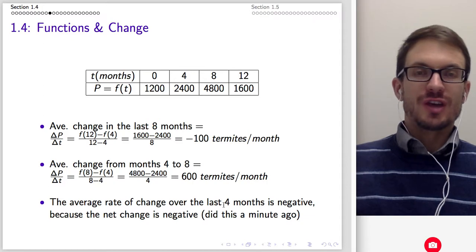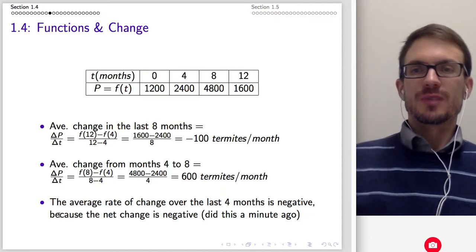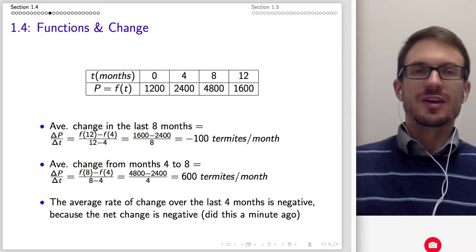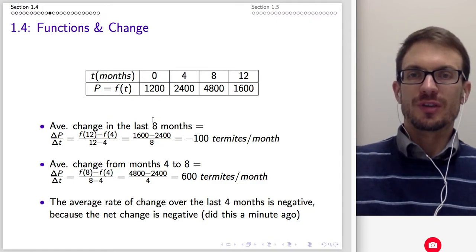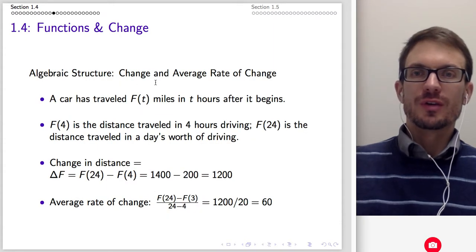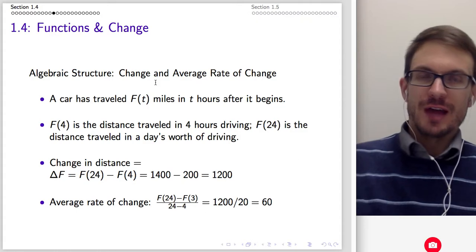Okay, the average rate of change over the last 4 months is negative because the net change is negative. I should say last 8 months again, because that's what this was. This is the last 8 months. So sorry about that.